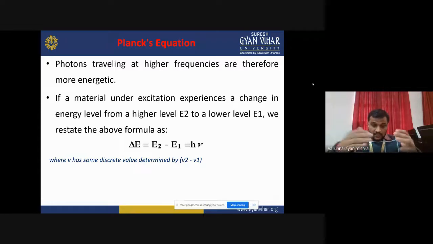Delta E is equal to E2 minus E1, which means the difference of the energy level of the quanta when it is moving from a lower energy state to a higher energy state. Because of this movement, they release an amount of energy in terms of quanta or photon that has energy equal to h nu.